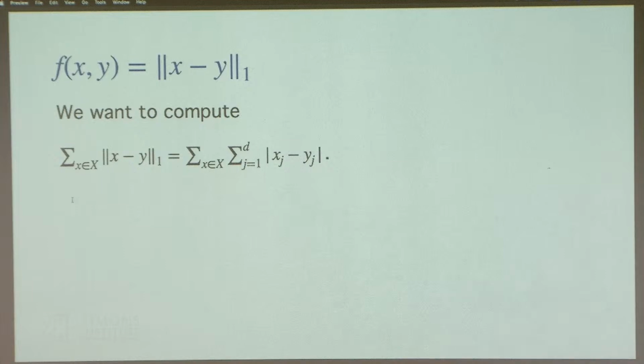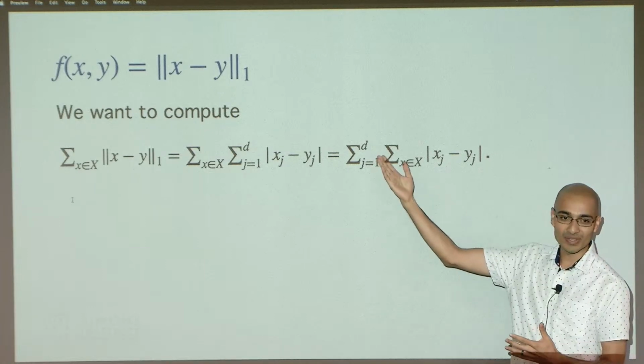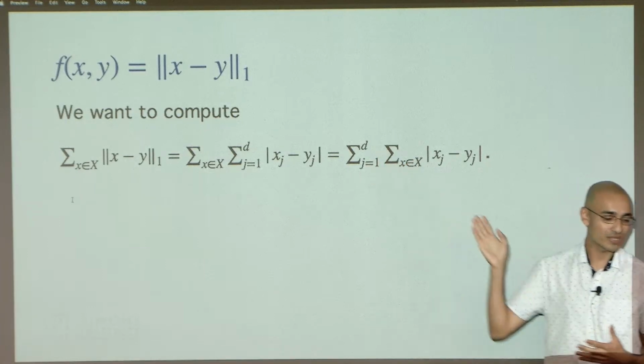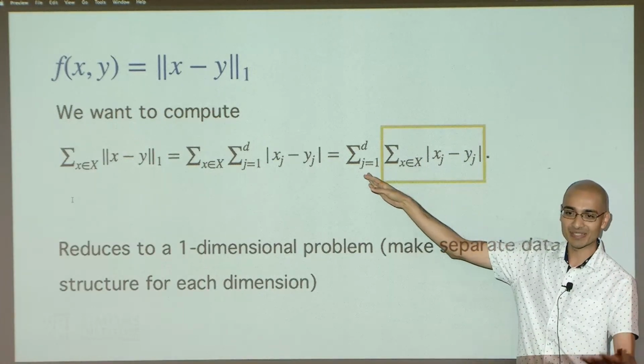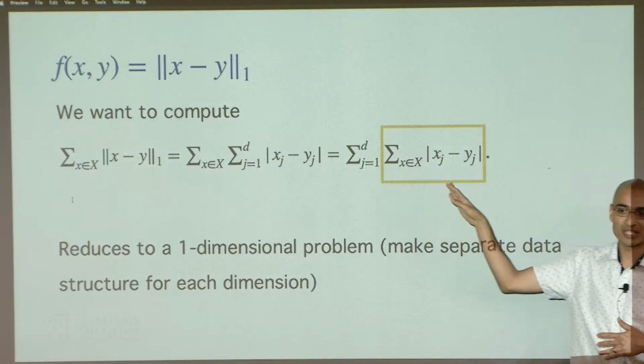Anytime you see a double sum, what do you think of doing? That's swapping. If you interchange it, then you're summing over the dimension over n points. Then you can say, let me just make a different data structure for each of the d dimensions. So now I've reduced it to a one-dimensional problem.